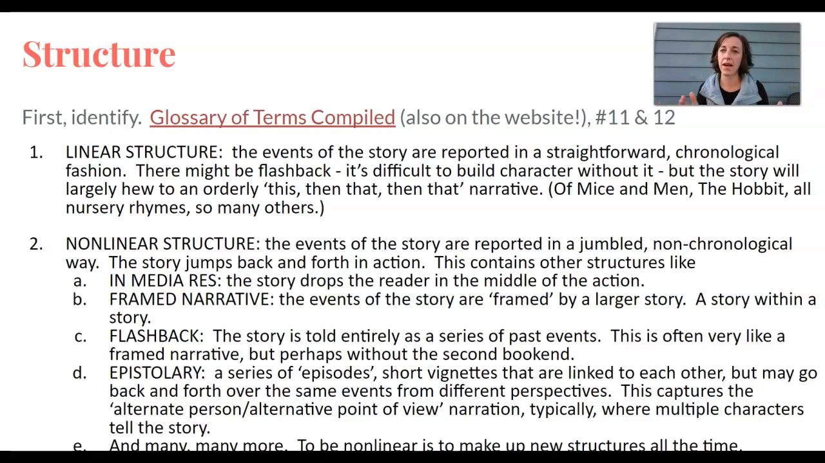There might be flashback because it's very difficult to build character without it, but for the most part, the plot moves along, tick-tock, right through time. This is The Lord of the Flies.